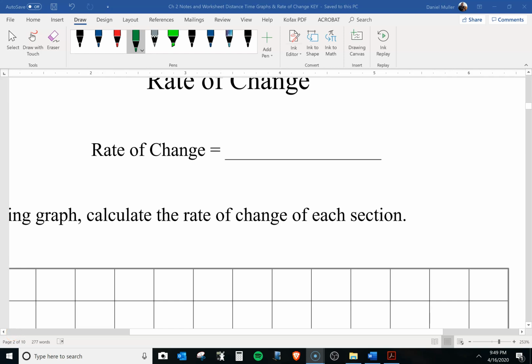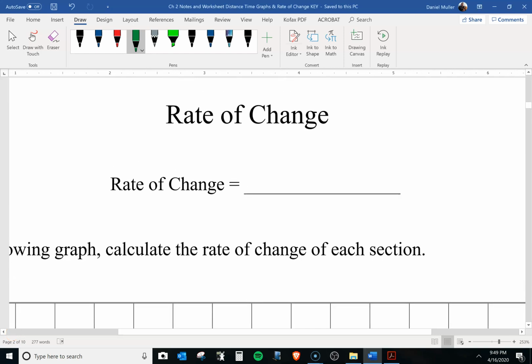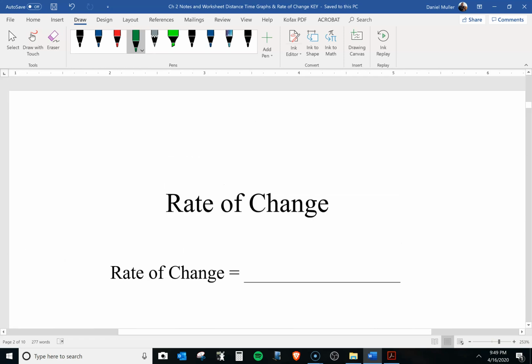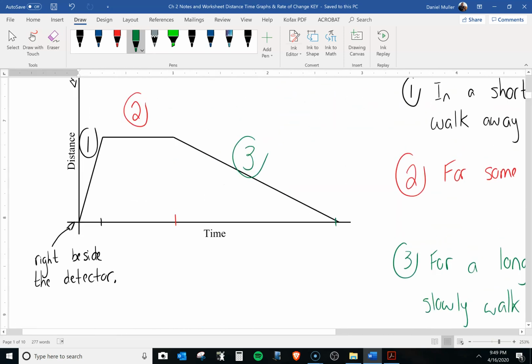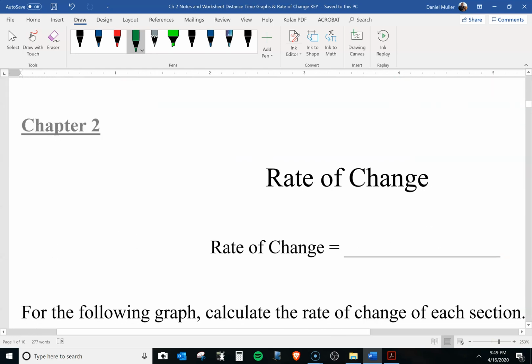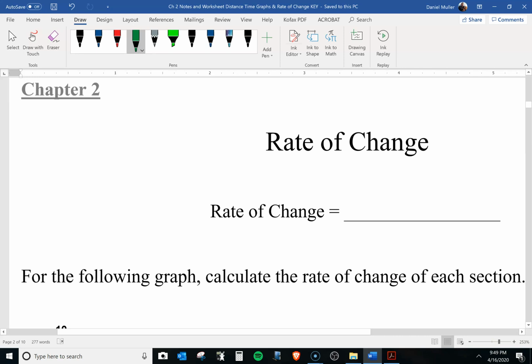Now we have the rate of change. So I had told you in the last section that I didn't like that there was no amount of time on the bottom. And that's because, for this question here, we didn't really know how far away from this detector we were walking and how long that took. And so now, in these questions moving forward, we're going to have a little bit more information. And if we have some more information, we can actually calculate how steep something is.